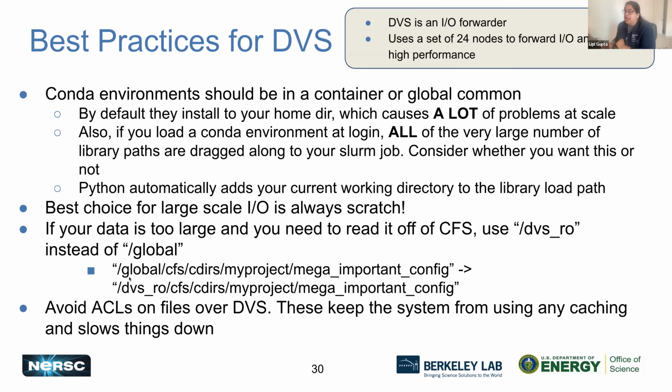And then I will again remind you all, if your data is too large for Scratch and you need to run from CFS, which is fine, sometimes CFS is, like I said, just as performant. You will want to make sure you're using this DVS read-only mount of CFS instead of the global mount. So if you're reading in some file and you have some input script somewhere, instead of asking it to go and find the file or the configuration or whatever in global CFS, this is the full file path. You're going to ask it to look in DVS instead, and this should make things a little bit faster.